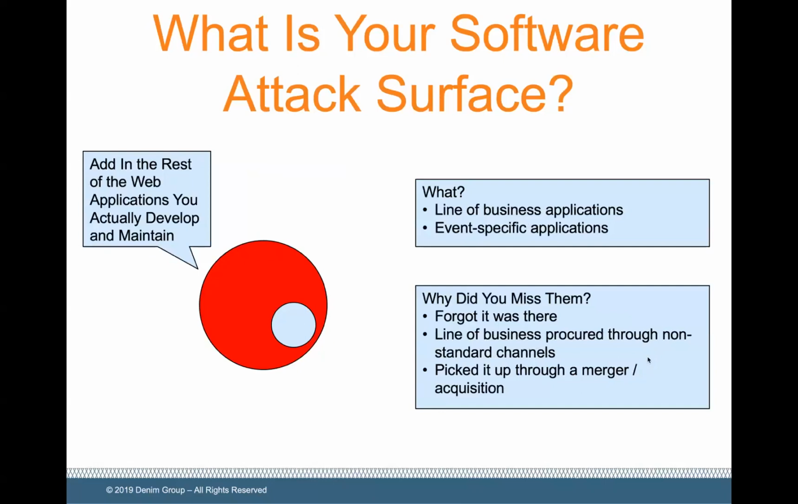Why did these get missed in the initial review? In a lot of cases, people forgot that it was there. Maybe the line of business procured it through some sort of a non-standard channel. Maybe it was picked up through a merger and acquisition. So there's a couple of points to pay attention to here.